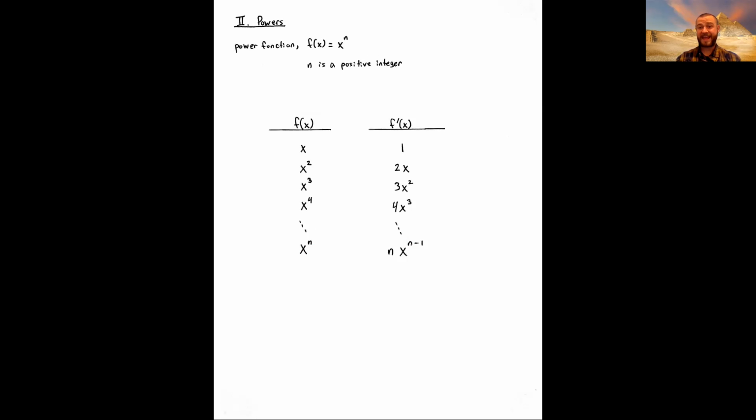And if you guessed n, that's the power coming down as a coefficient, and then the exponent for the power of x is 1 less. As it turns out, you guessed right. That is the correct formula.